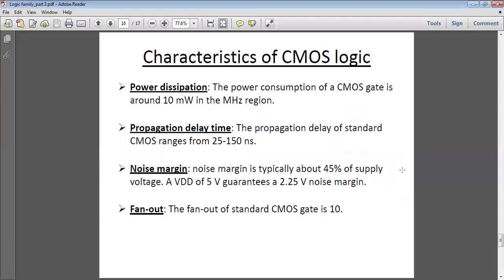What are the characteristics of CMOS? Power dissipation: the power consumption of a CMOS logic gate is around 10 milliwatt in the range of megahertz. Propagation delay time: the propagation delay time of standard CMOS ranges from 25 to 150 nanoseconds. Noise margin is typically 40 to 45% of the supply voltage. Fan out is around 10.